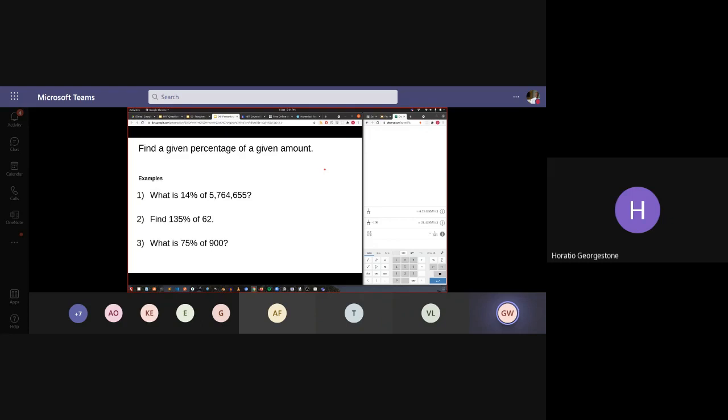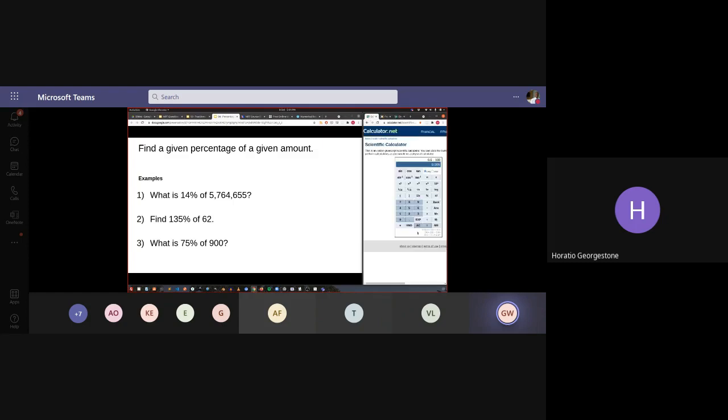Okay, so it's kind of the same as finding a given fraction of an amount. We just multiply the percentage by the amount. So to find 14% of this number, we just multiply 14% by this number. However, we obviously don't have a percent. Well, you might have a percentage button, but most calculators don't. If they did have one, all it would be doing is dividing the number by 100. So we don't have a percentage button, so we have to either convert this to a decimal or a fraction in order to do that.